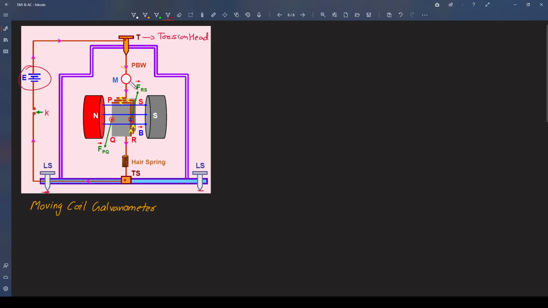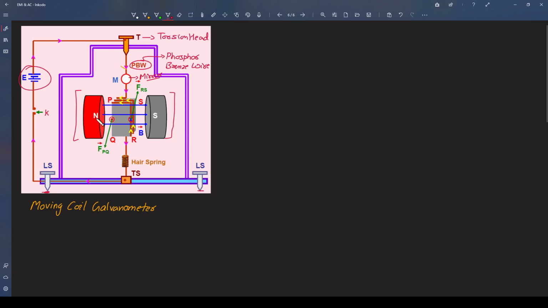Now here you can see there is PBW. We will try to understand the importance of this as we go through this. But this is actually a phosphor bronze wire, right? Okay. And then you have this M, which is nothing but a mirror. We will see the use of this as well, but right now the main concept is here. This is the main thing, right?